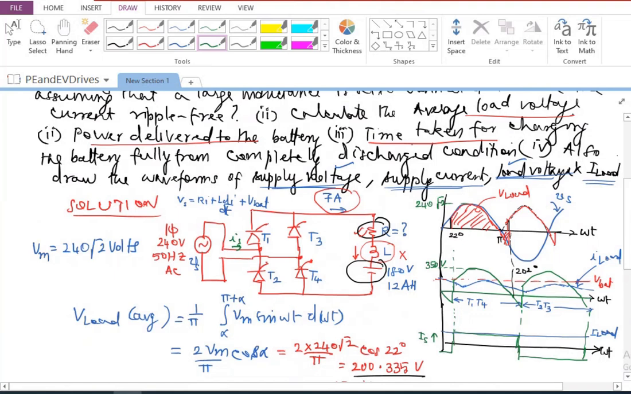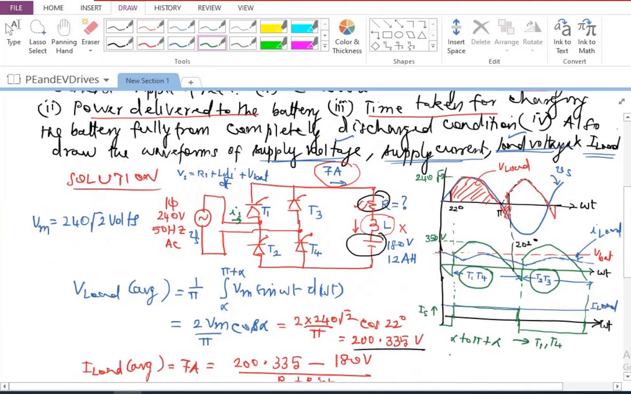So we have drawn supply voltage, supply current, load voltage, load current. We have also shown which are the devices that are conducting at different intervals. So I can say from alpha to pi plus alpha, I will have T1 and T4 conducting. And from pi plus alpha to 2 pi plus alpha, I am going to have T2 and T3 conducting.